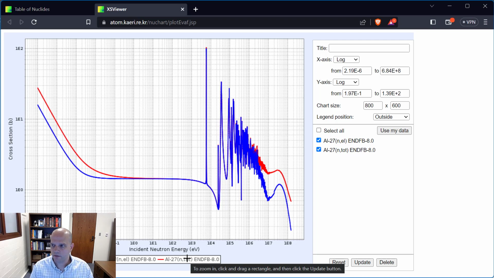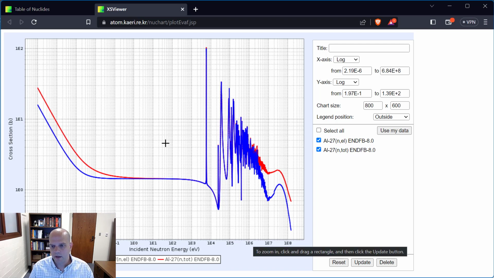And so what you see right here for aluminum, all the way from about 0.1 eV, or definitely 1 eV, all the way up to maybe 1 MeV, it's not any different. So what this means is that the total cross section is almost exclusively explained by the elastic collision cross section for aluminum 27.